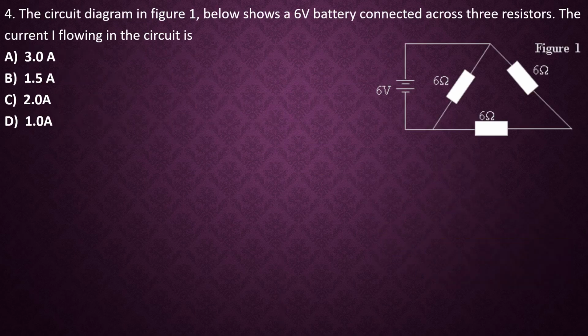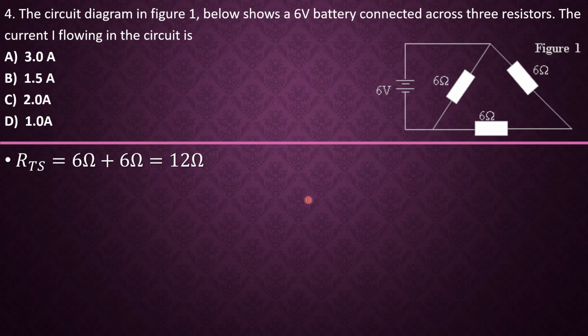The circuit diagram in figure 1 below shows a 6-volt battery connected across 3 resistors. The current I flowing in the circuit is, okay, the very first thing you have to notice with the analysis is that this resistor and this other resistor are actually in series, because if current I flows here, and then I is going to split into I1 and I2, and I2 flows into this first resistor, and then the same I2 flows into this one. So the same current flows through these two different circuit components. It means that those two circuit components are actually in series.